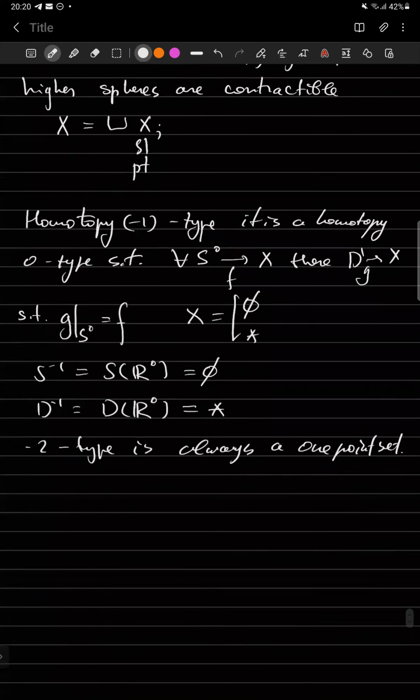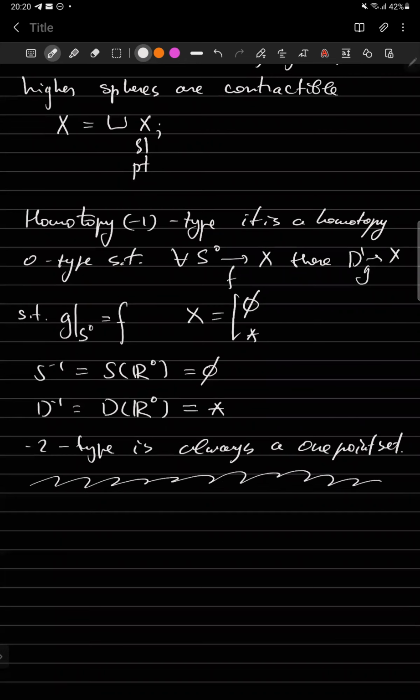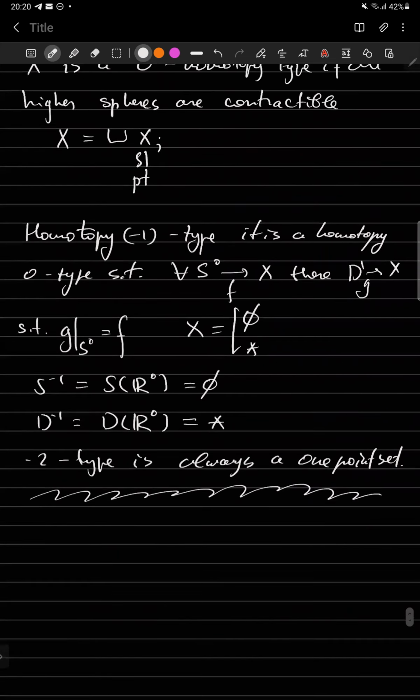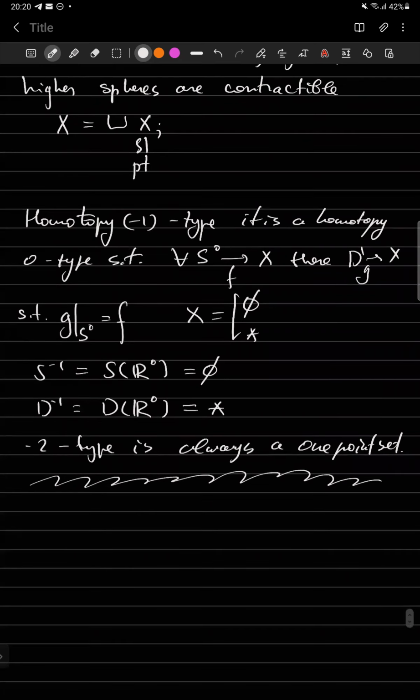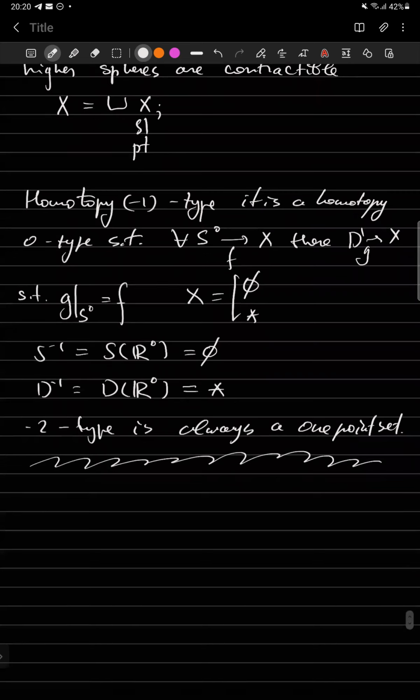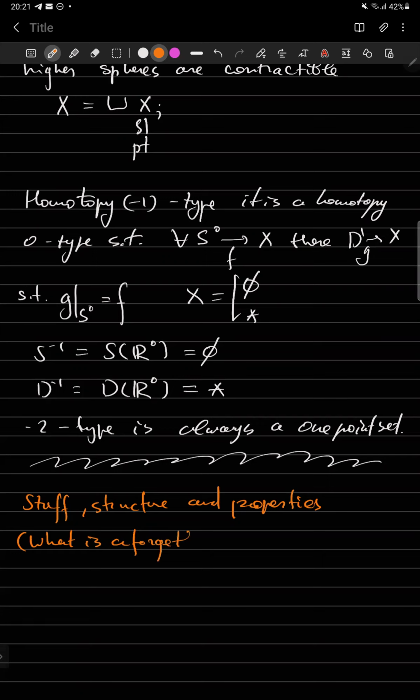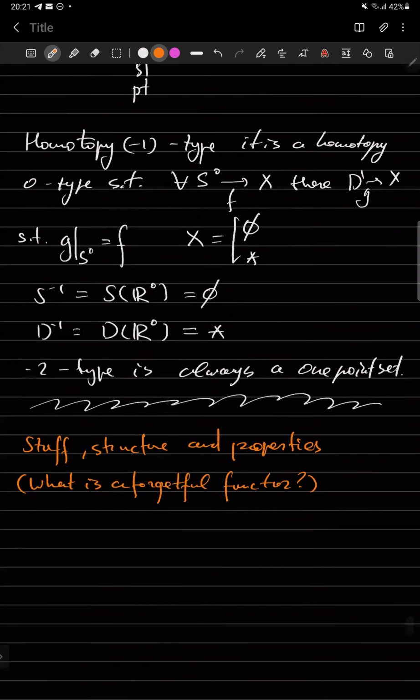Now, since I already described what is a homotopy minus one type and homotopy minus two type, I can now talk about this categorical part of the story, which I promised. So this section is called stuff, structure, and properties. And I will tell something about forgetful functors. What is a forgetful functor?